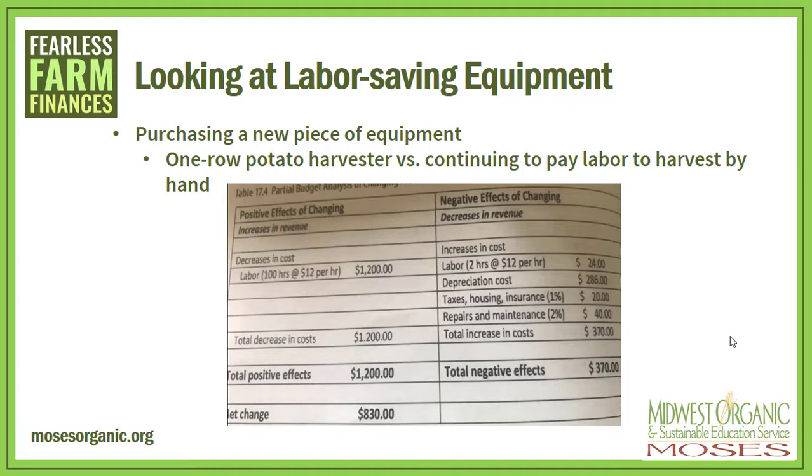So the total cost associated with the potato harvester purchase and use would be $370 per year for the 1 acre of potatoes. That's a net change, so the net change would be positive. You'll notice on that very bottom line on the left-hand side, a positive $830, indicating you would increase your farm's profitability by replacing the hand labor that you had done on potatoes with the potato harvester. And we don't even talk about physical savings on you and your labor's back. This is just on the financial side of it.